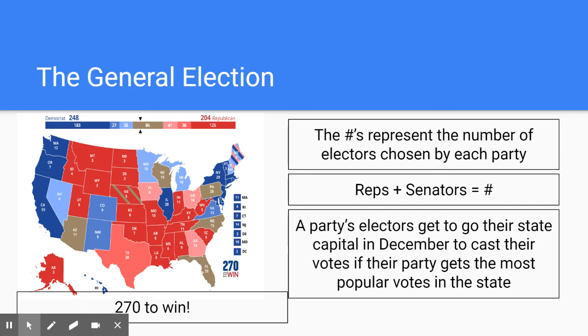And remember, you get each number by adding a state's senators, where everybody has two, regardless of the size of your state, to the number of representatives they have, which is based on a state's population. So that gets your electoral college number. You're just adding reps and senators together. And overall, you need 270 electoral votes to win the presidential election.